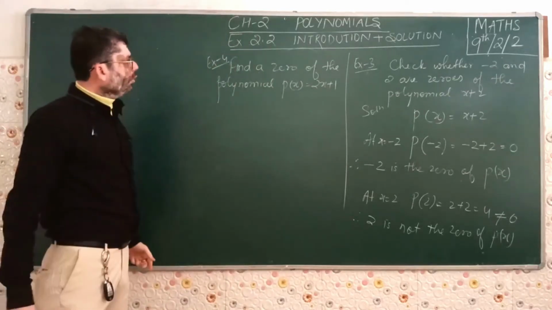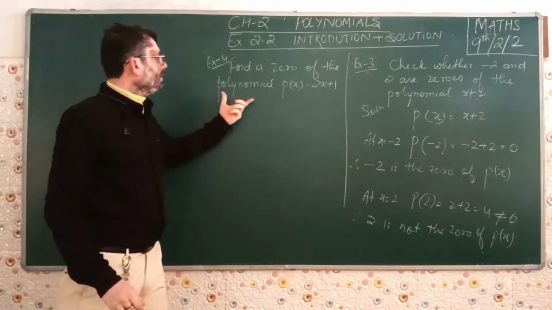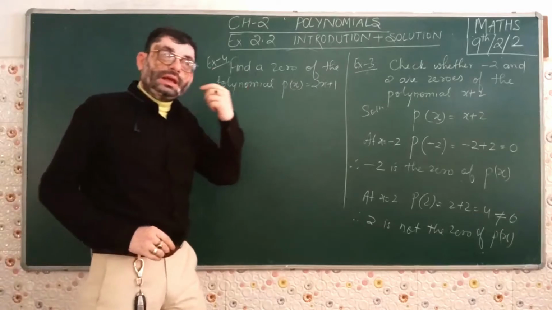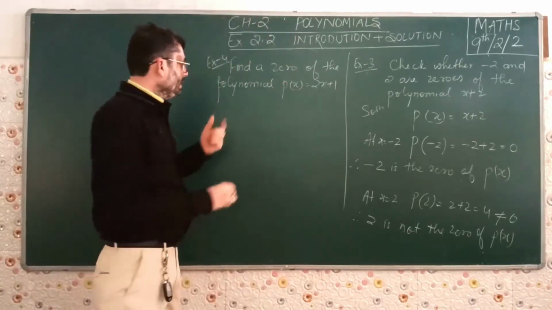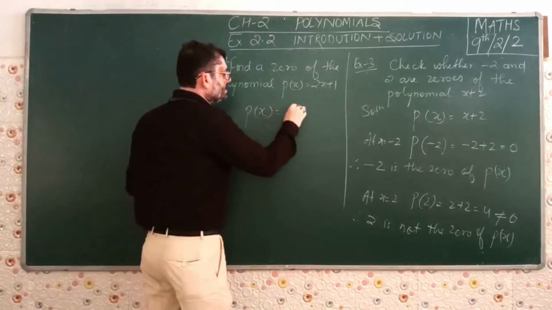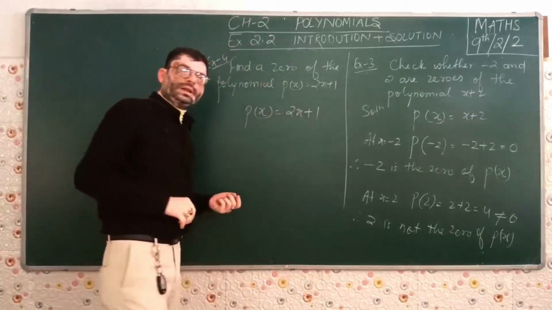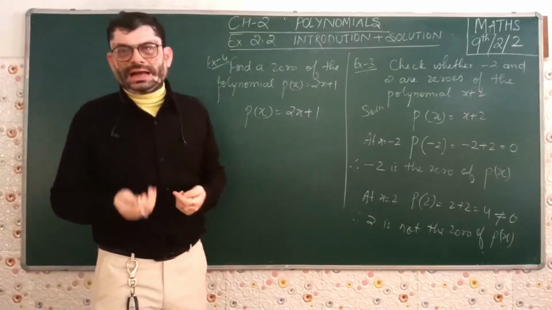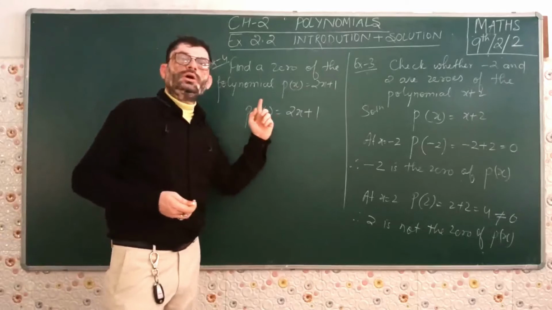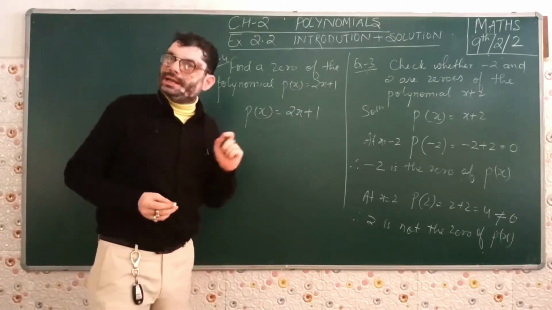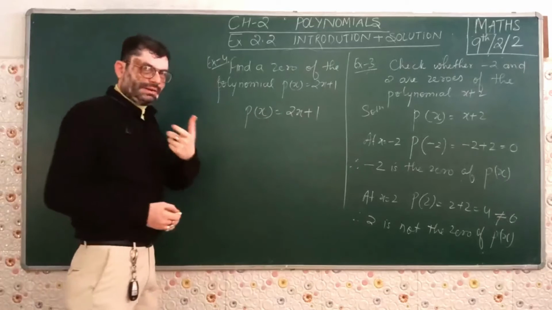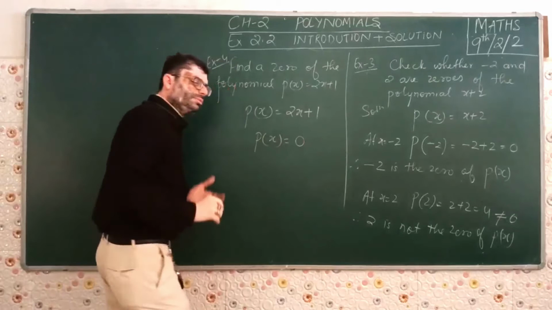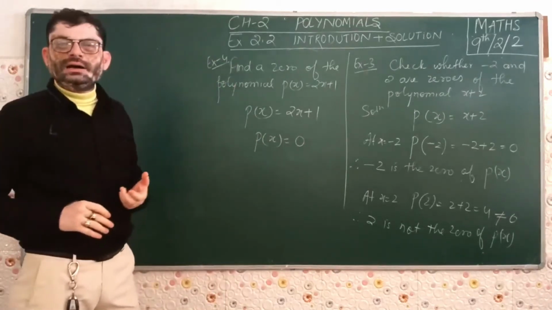Example number 4. Find a zero of the polynomial p of x is equal to 2x plus 1. Now what we have to do? We have to find the zero of the polynomial. The polynomial is given to us as p of x is equal to 2x plus 1. We need to find the zero. That means we need to find such a value of x that makes the polynomial 0 on substituting it. So for that, we have done it in our previous example also. We first of all take p of x is equal to 0, because if it is 0, then only we can get the value of x.